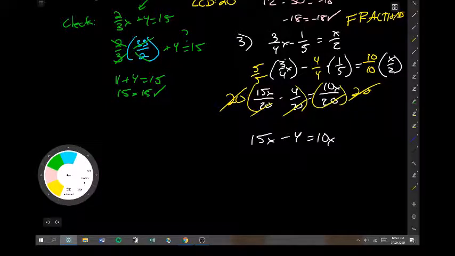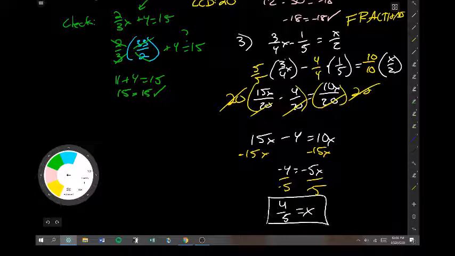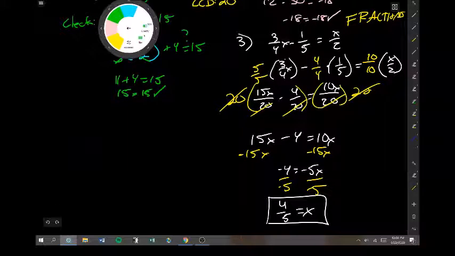Now I'm just going to solve. Again, since I only have just one term on the right side, I'm going to move the 15x on the left side. You don't have to do it this way, but you can. It doesn't matter. That means that negative 4 equals negative 5x. Divide both sides by negative 5. And we get that 4/5 equals x. There is our solution.